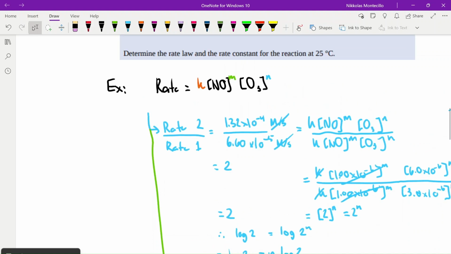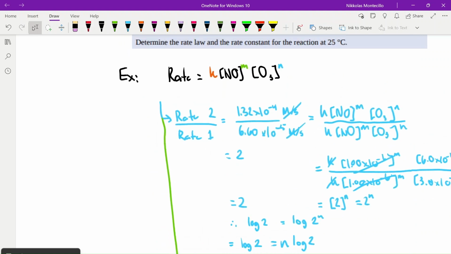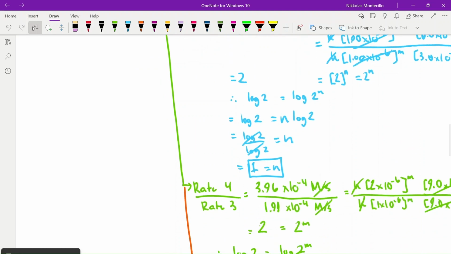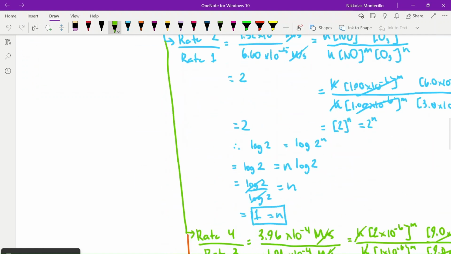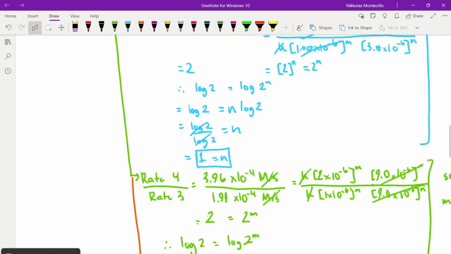Now for the other reaction order, we want to solve for NO. We want to solve the reaction order for NO. So I chose rates 4 and 3, with rate 4 having the bigger rate. You apply a similar process.